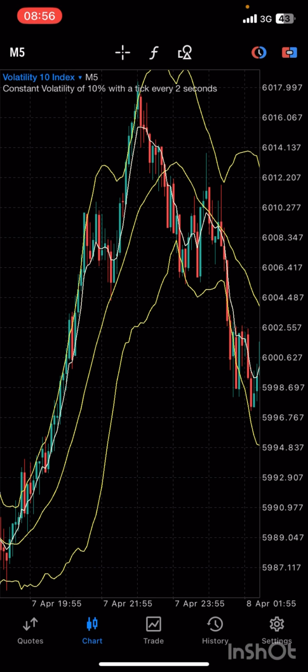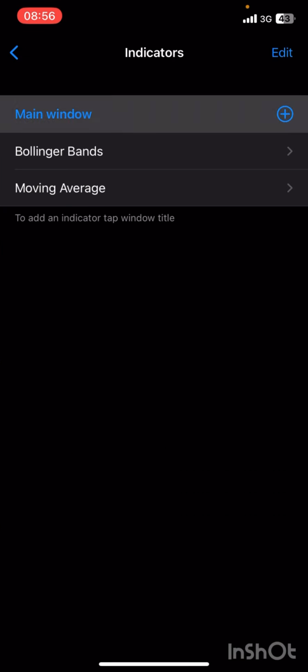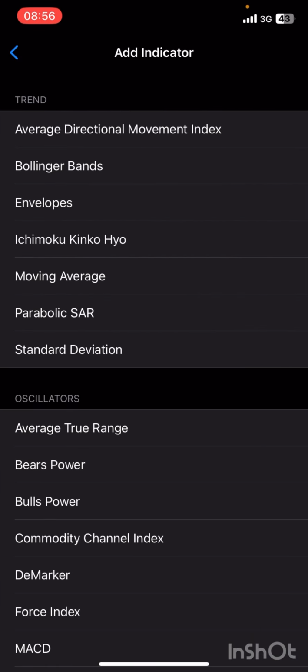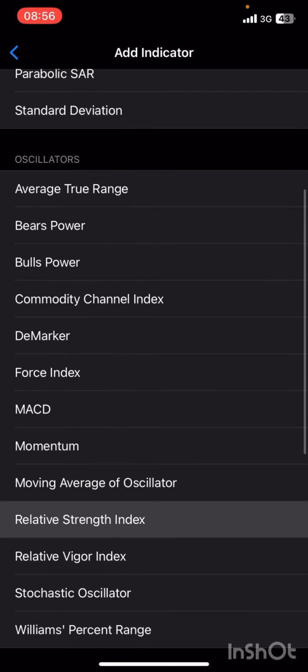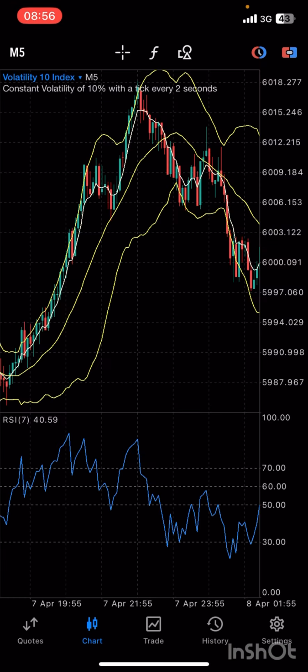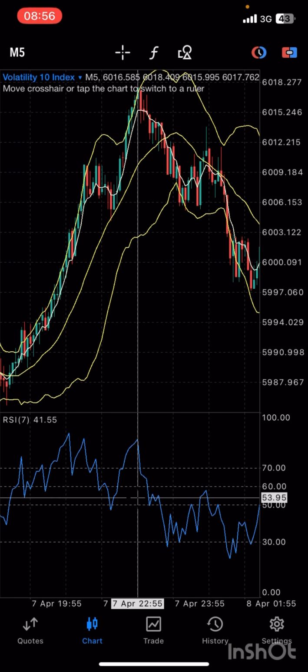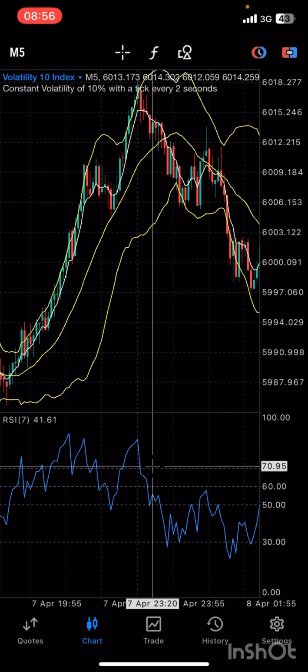Beautiful. So the next indicator I'm going to put is the RSI. So I'm going to put an RSI indicator, relative strength index, make it 7, and I'm going to put the levels like this: 30, 70, 50, and 60. So click on done. So you can see my RSI looking very beautiful on the lower part.